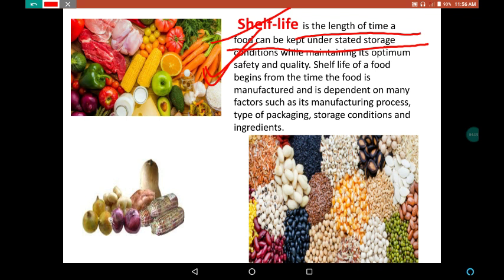So any food has its shelf life. Shelf life means how long a food can stay in the same nature, at the same taste, at normal room temperature. Shelf life of a food begins from the time food is manufactured and is dependent on many factors, that is, its manufacturing process, type of packaging, storage condition and ingredients.